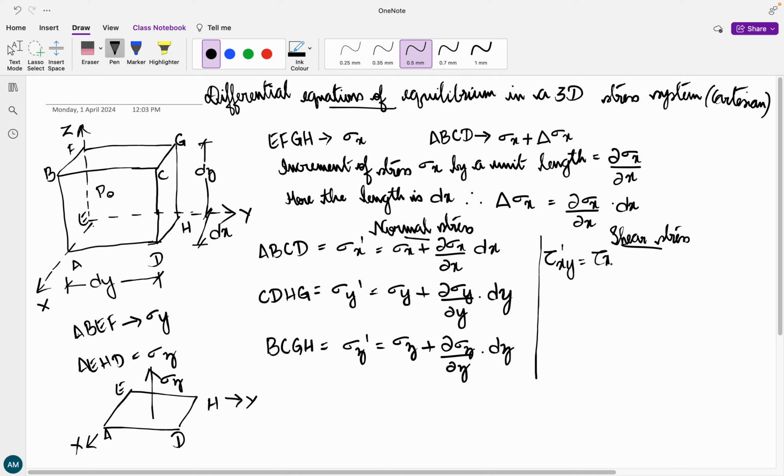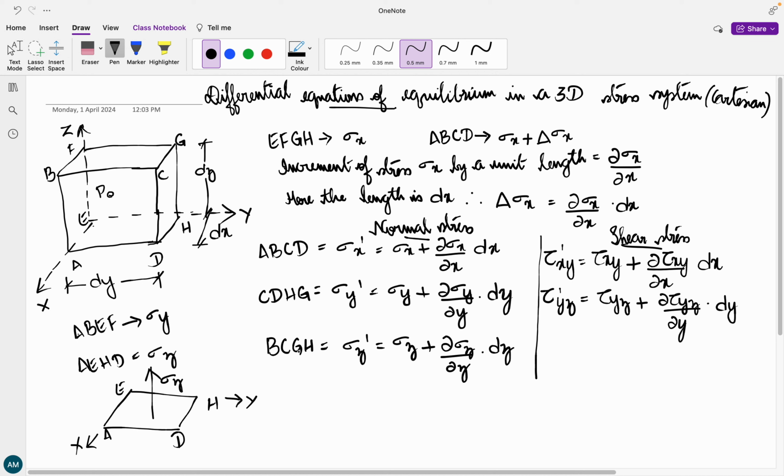That is nothing but tau xy plus dou tau xy by dou x into dx. We are writing with respect to x, hence you can see the denominator is dou x and then here it is multiplied with dx. Now, for CDHG, the shear stress is tau yz dash. That is nothing but tau yz plus dou tau yz divided by dou y, since it is with respect to y, multiplied by the dimension dy.